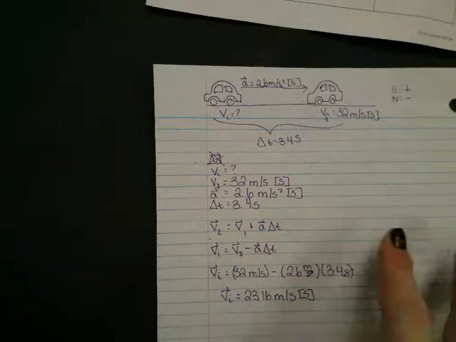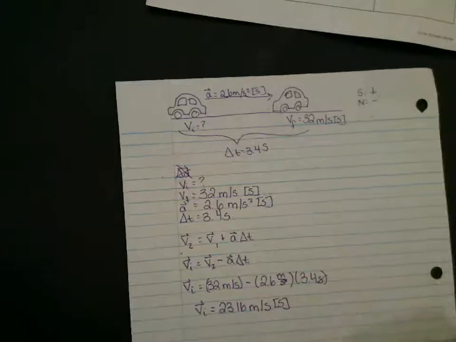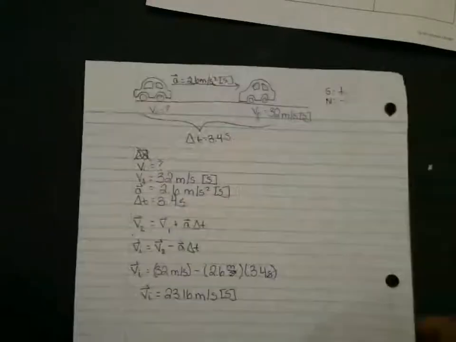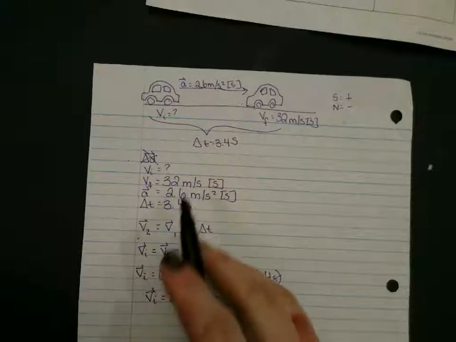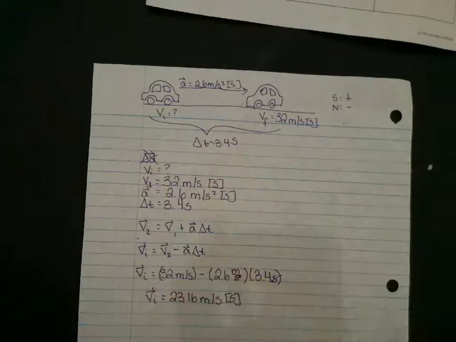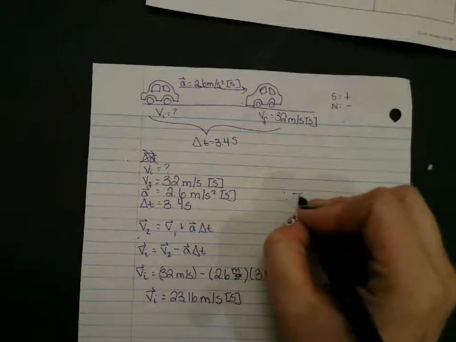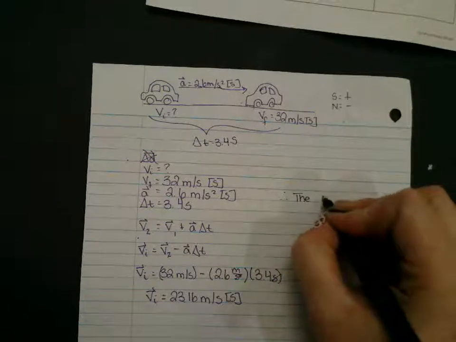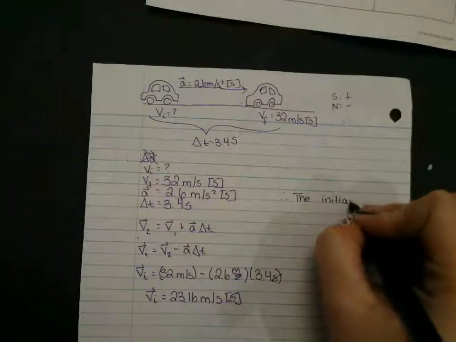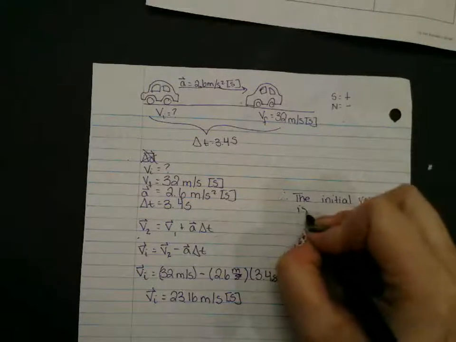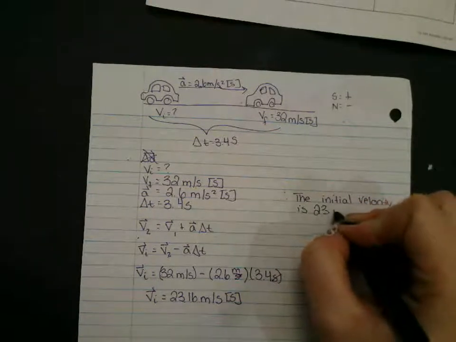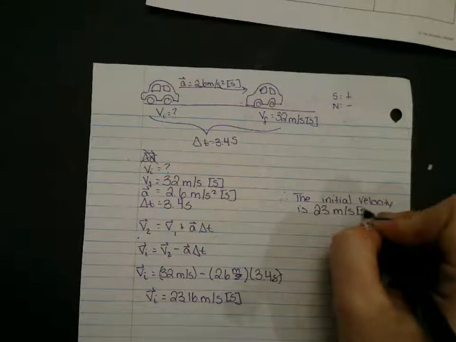So now we need to give a statement and apply it to what it was looking for and apply our sig figs. If we look here at all of our givens, we have 2 sig figs in everything. So I am going to say the initial velocity is 23 meters per second south.